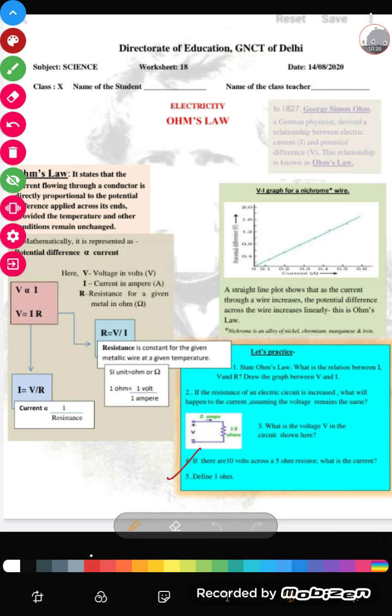Last question: define 1 ohm. As I told you, you can define it easily from here: when the potential difference is 1 volt and the current through a circuit is 1 ampere, then the resistance is said to be 1 ohm, right?